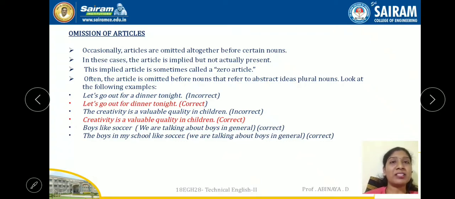We are not mentioning something that we can see. It is an imagination. We can only imagine it, we can only feel it. On the whole it is not a concrete thing, it is an abstract thing. So when you are mentioning an abstract thing, you should not use any of the articles, right? So next statement: what is the right statement for that? Let's go out for dinner tonight.